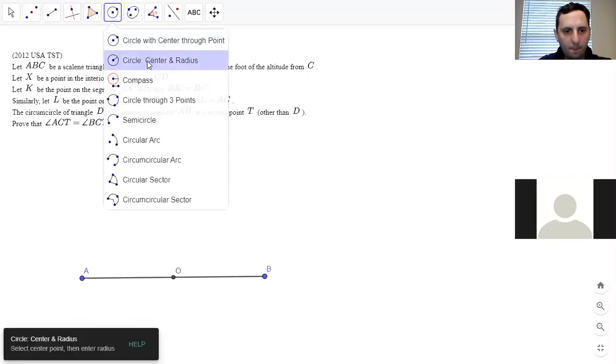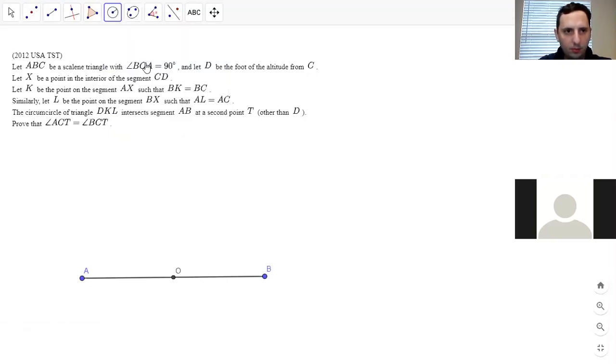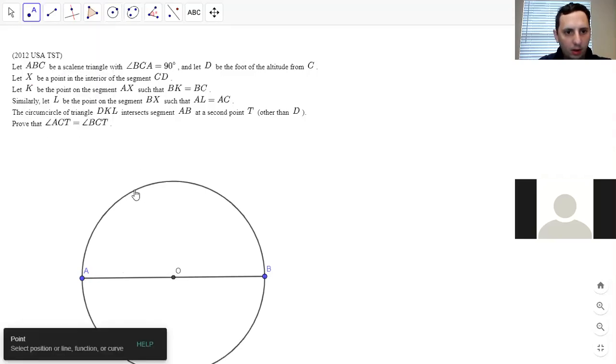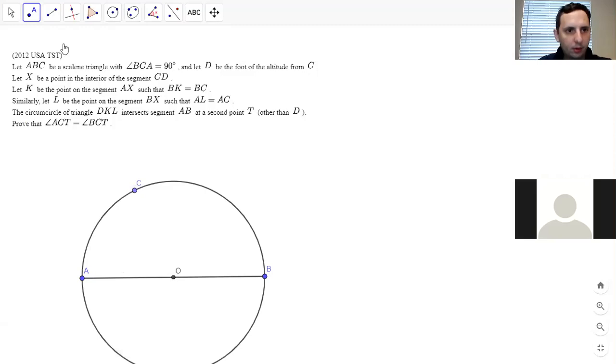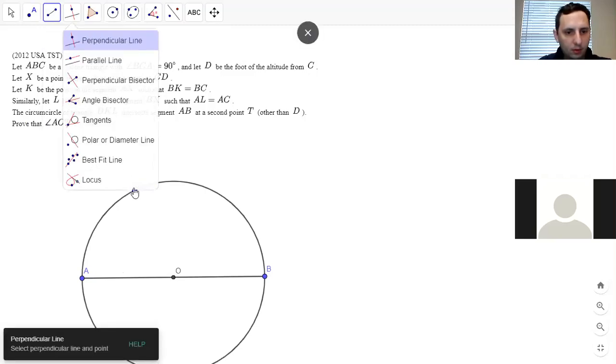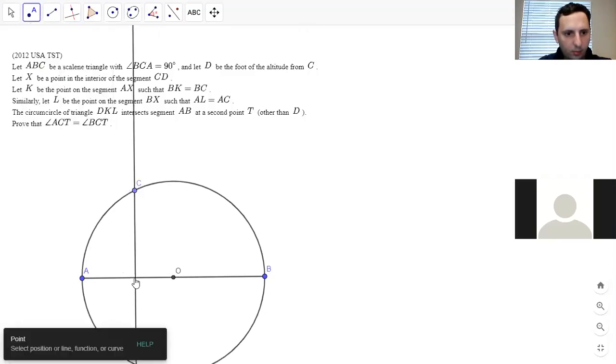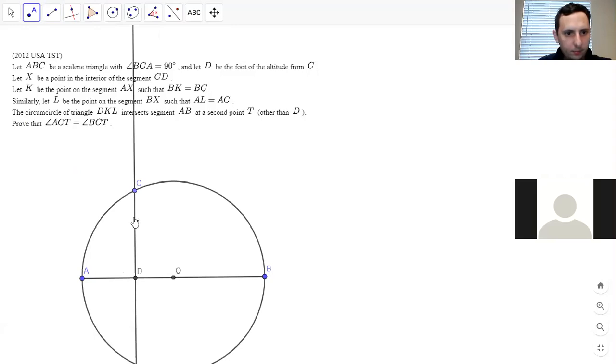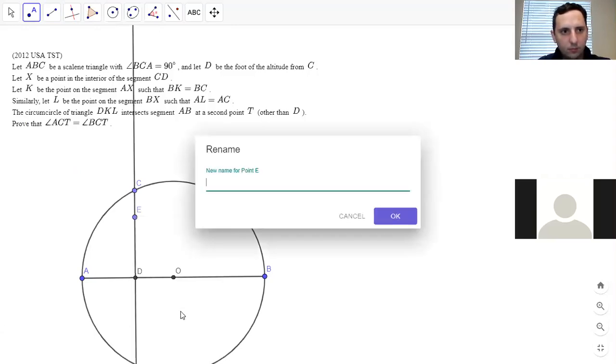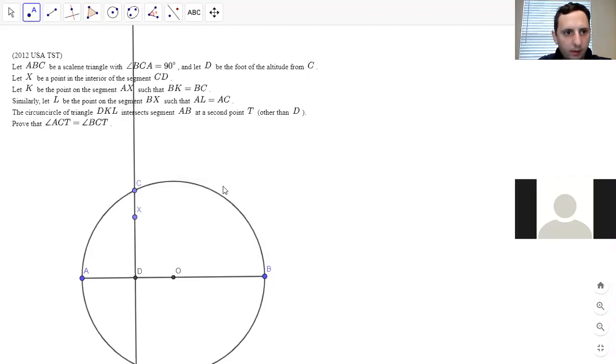So, whoops. C is a point on this circle, and D is the foot of the altitude. So that's D, and X is a point on CD. K is on AX, such that BK equals BC.